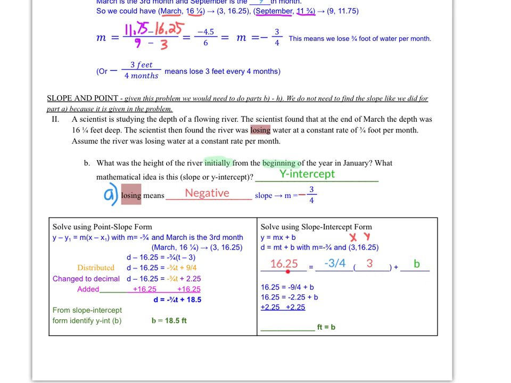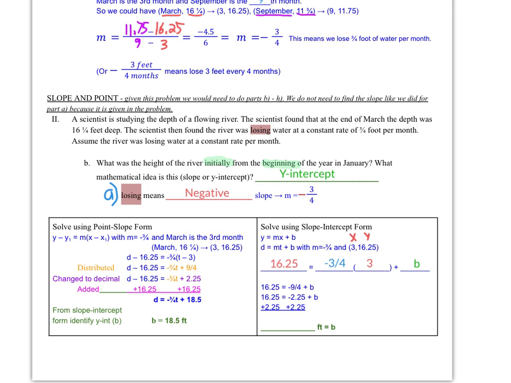Now, I'm just doing algebra to find b. Negative 3/4 times 3 is a negative 9/4. So the plus b equals 16.25. It might be easier to write negative 9/4 as a negative 2.25. Decimals are usually easier to deal with. But you could leave it as a fraction as well.